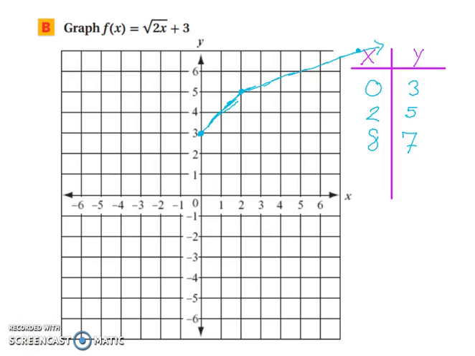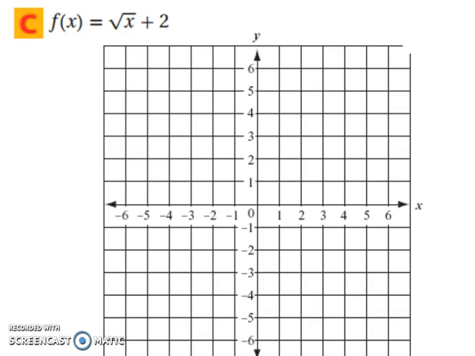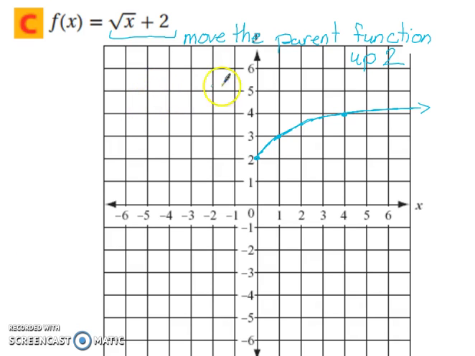Take a moment and try this next one on your own. When you return to the video, the answer will be revealed. So for this one, you simply moved the parent function up 2. Nothing else happened. You weren't multiplying anything inside or outside of this function. So therefore, just move the parent function up 2, and you will have successfully graphed f of x equals the square root of x plus 2.